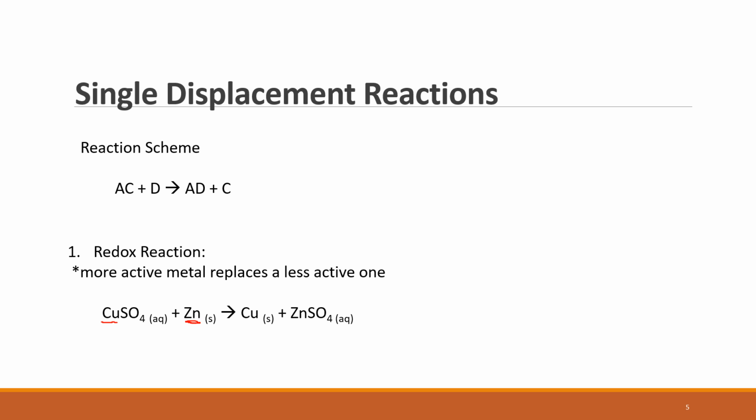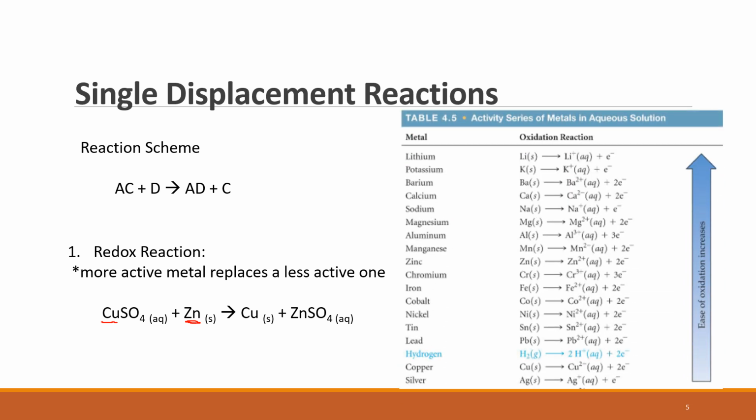So how do we tell if zinc is more active than copper? The activity series of metals will help us figure that out. You might recognize this table. It is one of the tables that you needed to put into your lab manual as one of the reference sheets. So what we do is we look for copper and zinc on this table. Copper looks like it's pretty low on the activity series, which is good in this case since that's the metal that is being replaced. Lower the better.